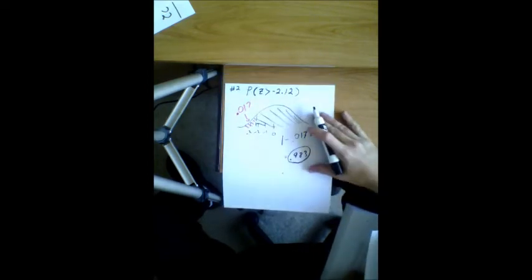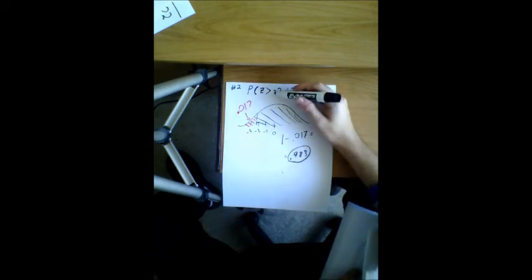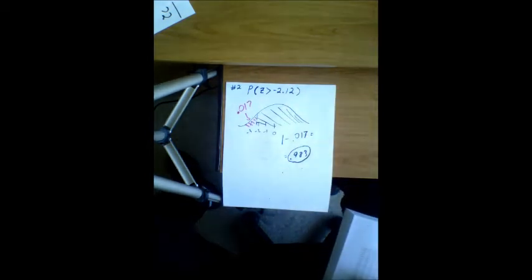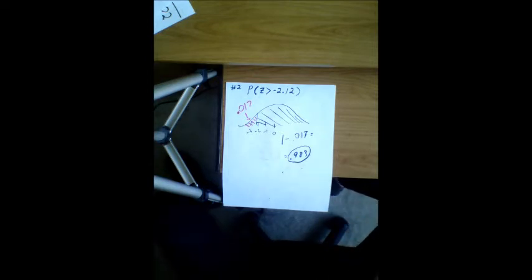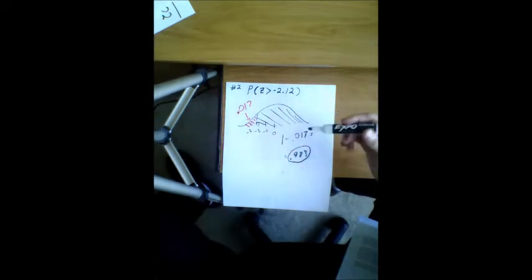The other idea is, well, again, you could just switch the sign and find positive 2.12 in here. And if you look up positive 2.12, it's exactly 0.9830. So either way, you should come up with the same answer. I know we talked about both ways. It's whatever way works for you.